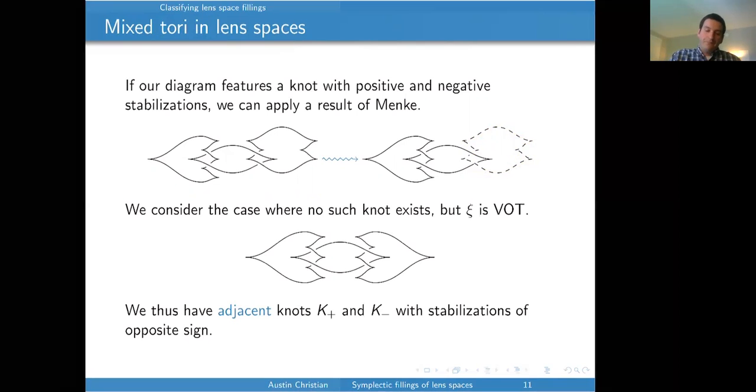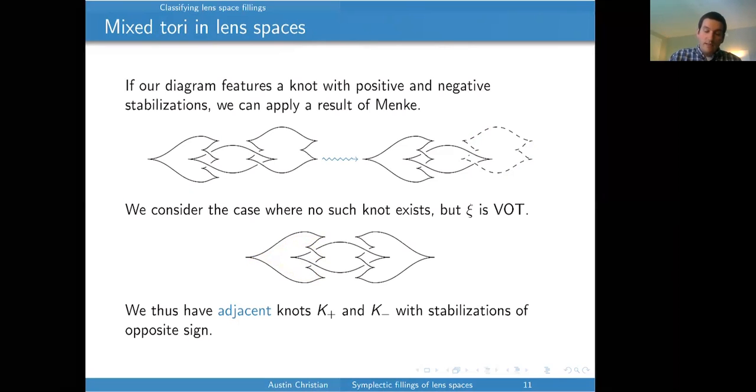So then the case that's not covered by Mink's result, and Mink's result, which I didn't state precisely, applies to any contact manifold obtained by surgery on a Legendrian which has been stabilized both positively and negatively. So we have some lens spaces to which that does not apply. And these are the ones where we have each knot with stabilizations of only one sign, but we have some mixture of signs in the diagram.